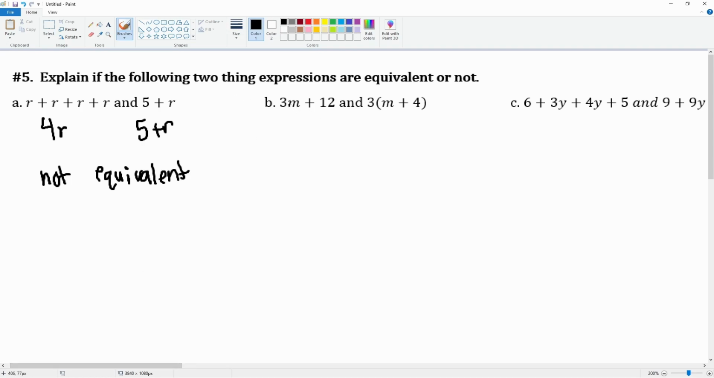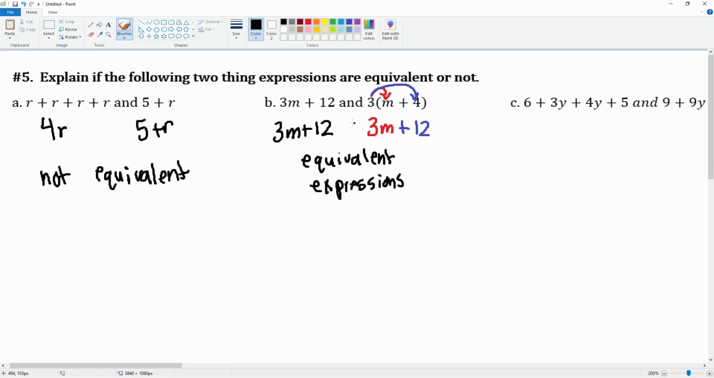B, we have 3m plus 12 and 3 parentheses m plus 4. That's in the parentheses, so we should distribute. That is 3 times m, and then we have 3 times 4, which is 12. That looks like they are representing the same value when they are simplified. So we could say these are equivalent expressions. They might look different, but they represent the same value.